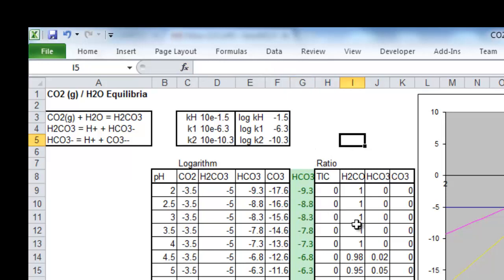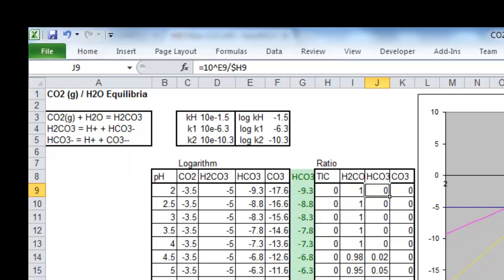So if we have the total, then if we divide each of those species, so this is the H2CO3, 10 to the D9, that gives you the concentration of the H2CO3 divided by the total, and that'll give you the proportion of inorganic carbon that's present as H2CO3. Similarly, for the bicarbonate, 10 to the minus 9.3 divided by the total, and then again for the carbonate.